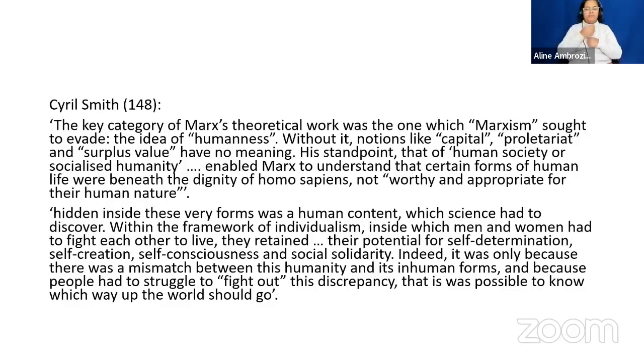That's his work. Within the framework of individualism, inside which men and women had to fight each other to live, they retained their potential for self-determination, self-creation, self-consciousness, and social solidarity. Indeed, it was only because there was a mismatch between this humanity and its inhuman forms, and because people had to struggle to fight out this discrepancy, that it was possible to know which way up the world should go. That, I think, is very important and key to understanding Marx's view of development.